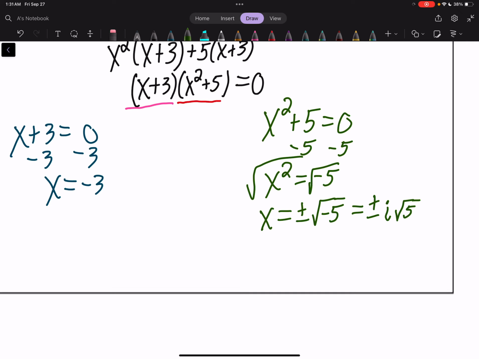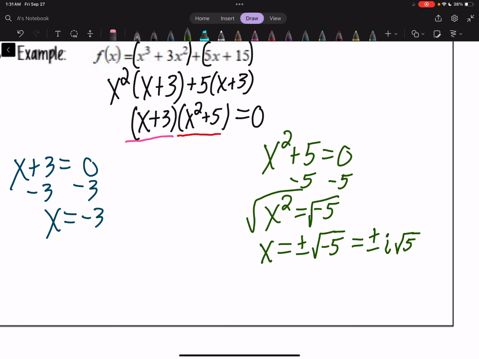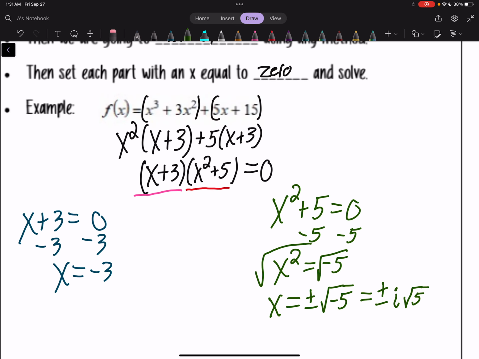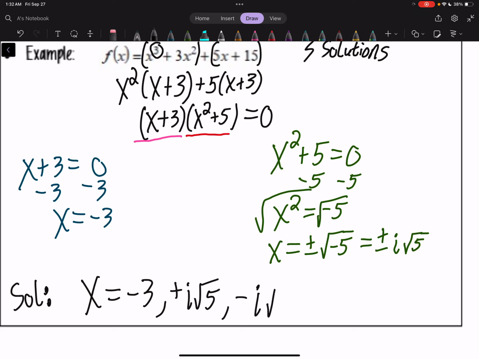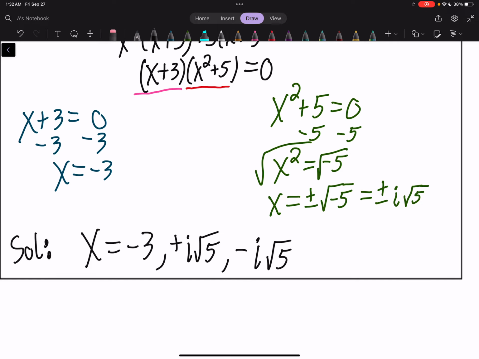Now I want you to see how many solutions I have. If I use the fundamental theorem of algebra, the highest exponent is 3, so I need 3 solutions. Do I have that many? Yes, I do. What are my solutions? My solutions are x is equal to negative 3, positive i square root 5, and negative i square root 5. Those are all 3 of my solutions to this equation.